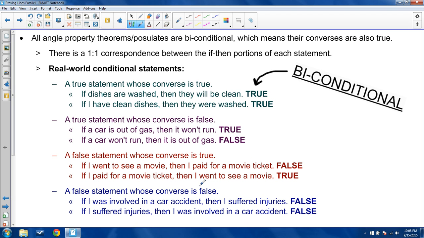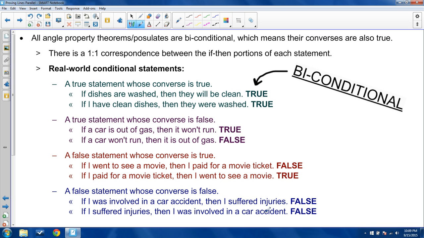And then a false statement whose converse is false. If I was involved in a car accident, then I suffered injuries. False. You could have had a little car accident. You could be walking away just fine from there. If I suffered injuries, then I was involved in a car accident. Also not necessarily true, right?